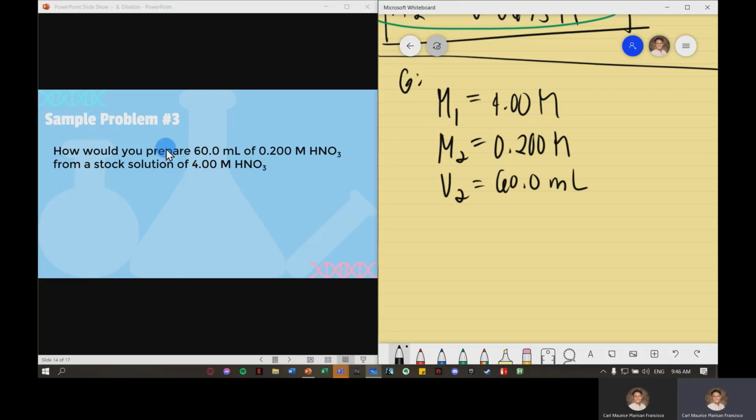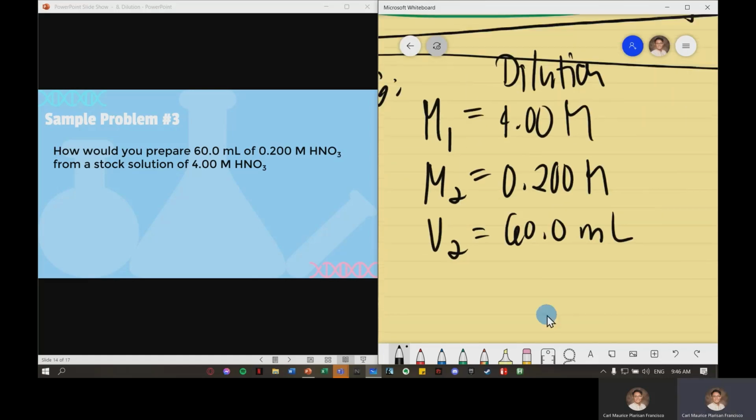Tsaka sinabi no, how would you prepare? Paano mo gagawin? So dapat, ito yung maging final, ito yung magiging resulta. So M2 would be 0.200, volume 2 would be 60.0. Plus, alalahanin, ito po ay dilution. Tingnan mo, dilution from more becomes less concentrated. 4 is higher than 0.200. More becomes less concentrated, dilution. Okay?